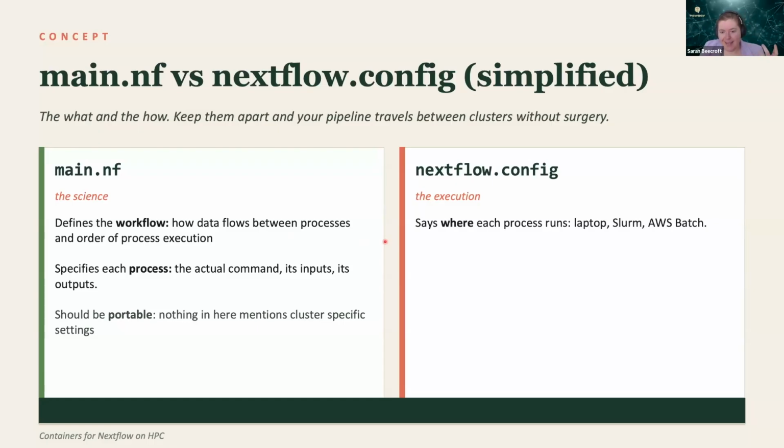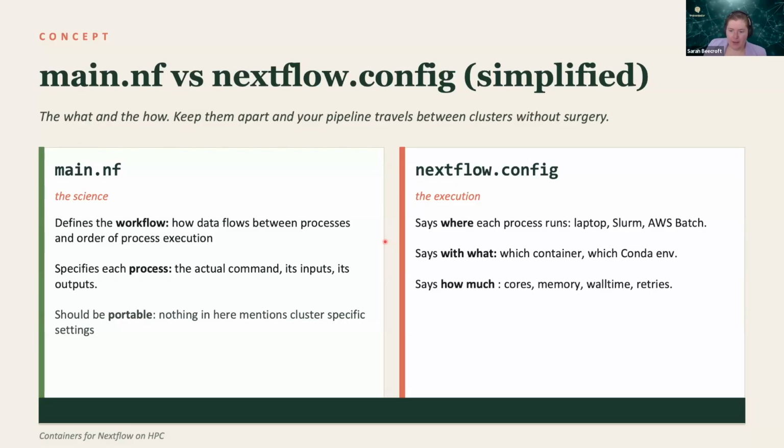So with the config files, it says where the process should run. So is it on your laptop? Is it on Slurm? You could even run things on AWS or Azure or these types of places. And it says, with what does your process run? So is it using a container? Is it using a Conda environment? Is it expecting you to have these tools installed on your local environment, maybe if you're running on a laptop? It also says how much. So this is particularly important if you're interfacing with a scheduler, for example. So you say, I want this many cores or this much memory or this much wall time or this many retry attempts upon failure for each of these processes.